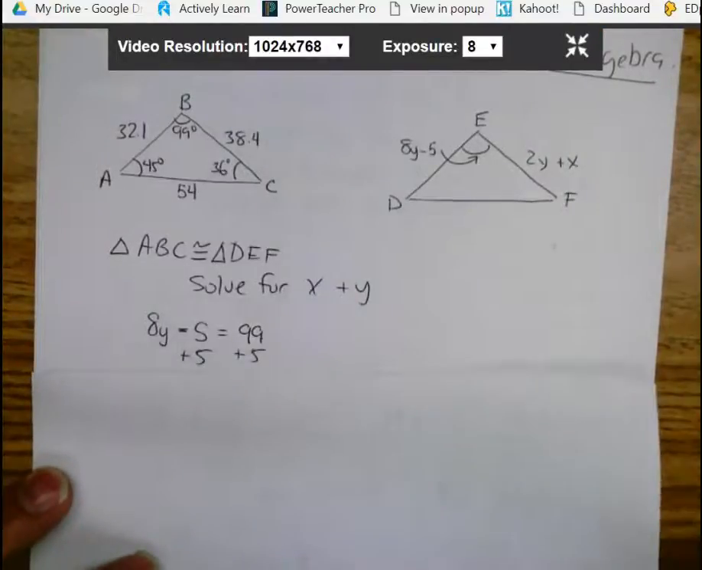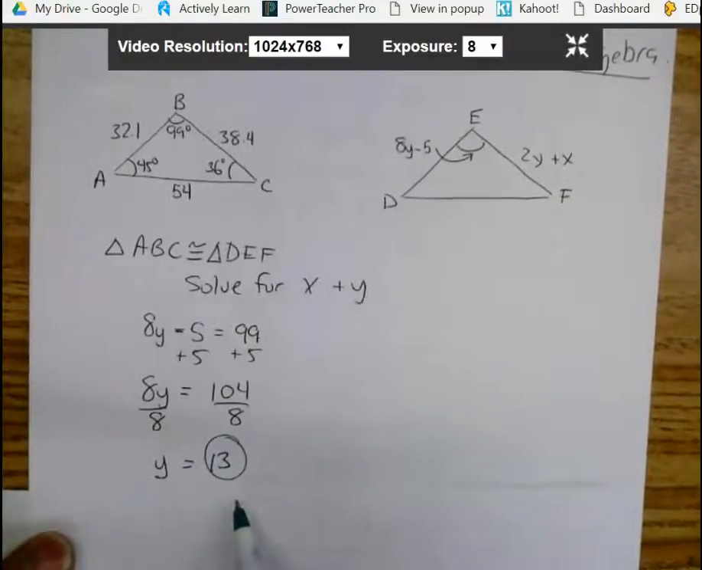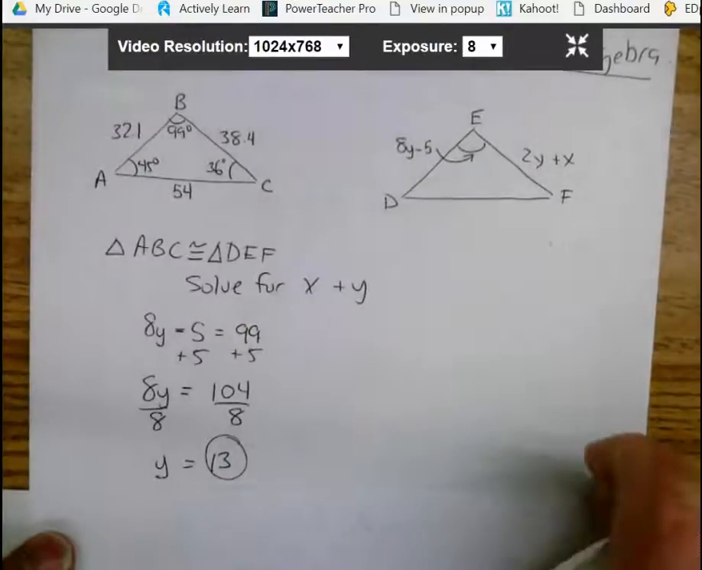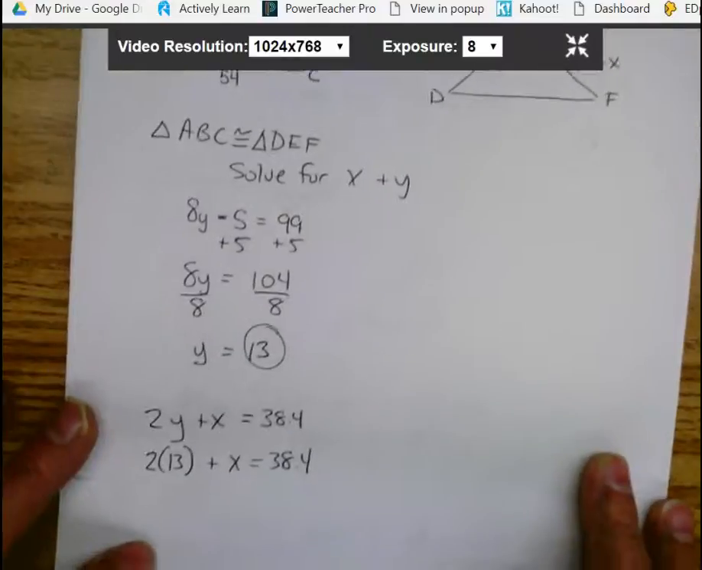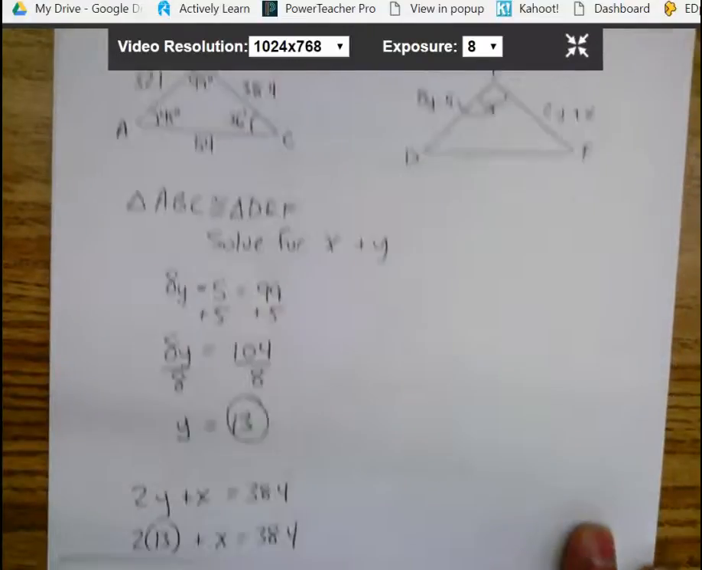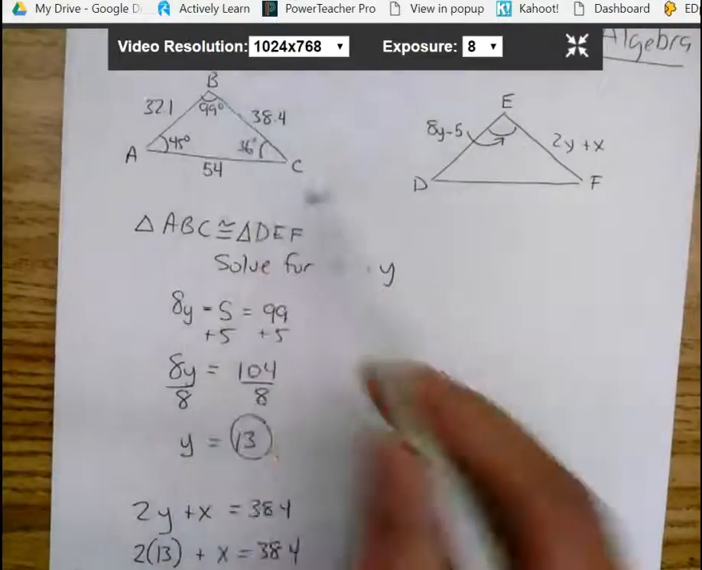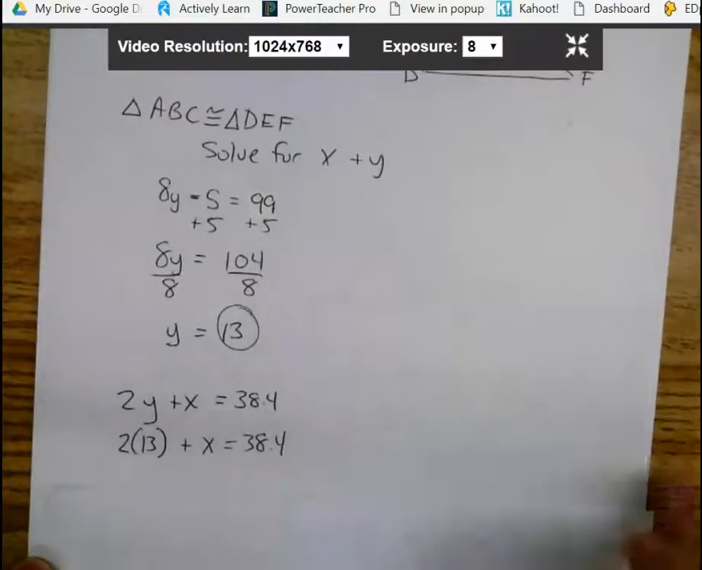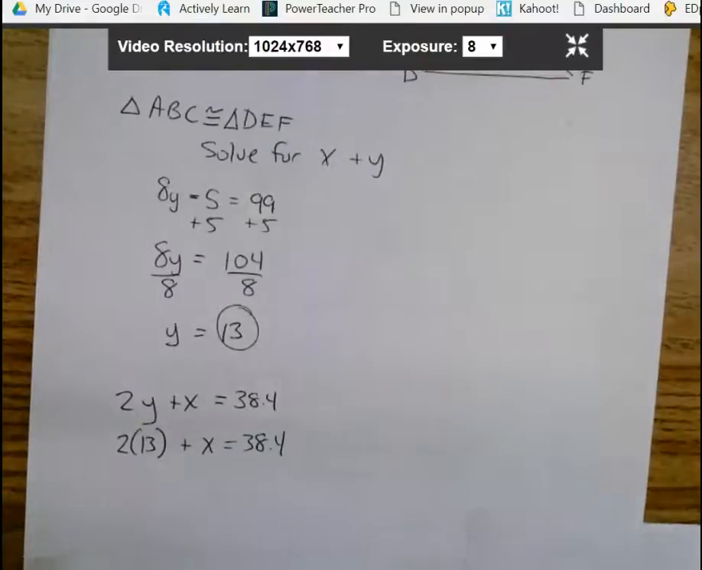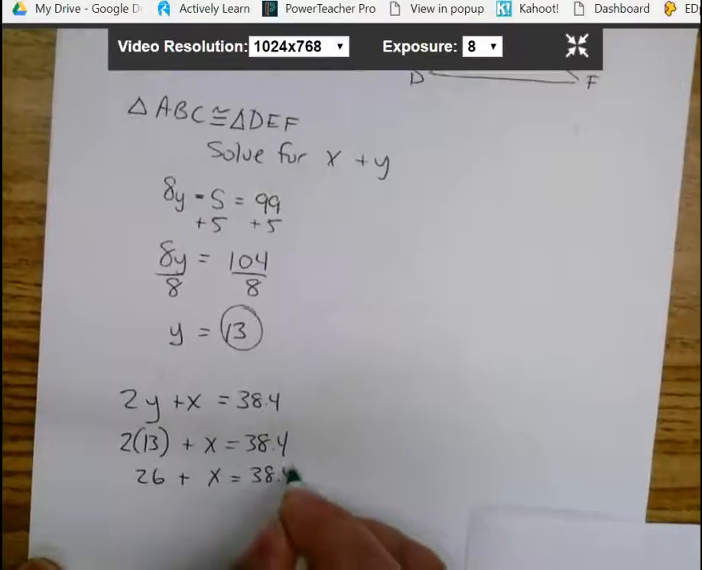We're going to add 5 on both sides. Then we're going to divide by 8. And we end up with y equals 13. So then we know what y is. We can then plug that into this next part here. And then we could say 2y plus x equals this side. This refers to this side, so if this is congruent, that should be 38.4. We're then going to take 2 times 13, plugging in 13 for y because we figured that out. That's going to be 26. Let's do it. 26 plus x equals 38.4.